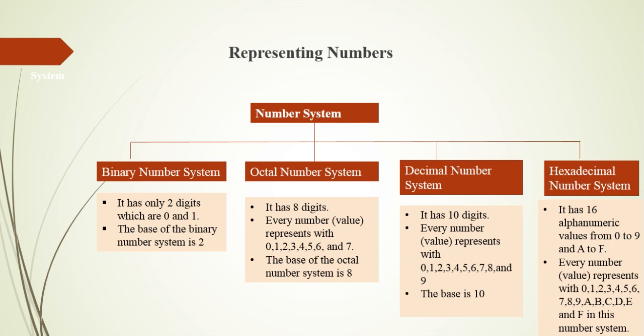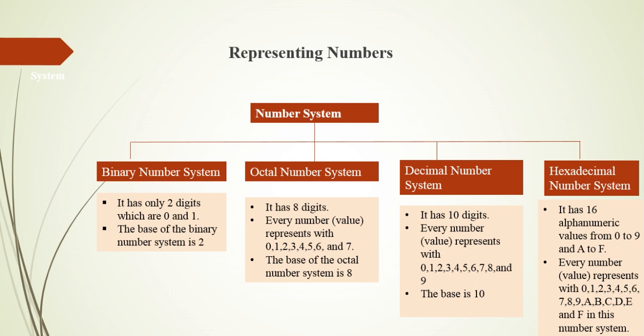Representing numbers. A number system is a technique for representing numbers in computer system architectures. Every value you store or retrieve in your computer's memory has a defined number system. A number system has its own base which depends on the number of symbols. The number of symbols used in a number system is called the base of the number system.